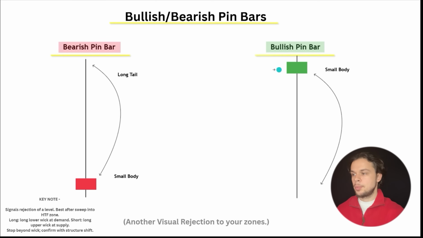And the key note is these pin bars actually signal a rejection to your zone, and they're best used after a sweep of liquidity into your higher time frame zone. And if you're looking at longs, your long lower wick will be at demand.